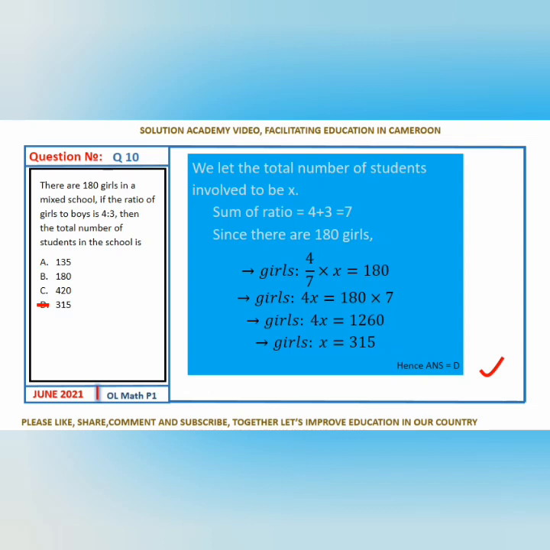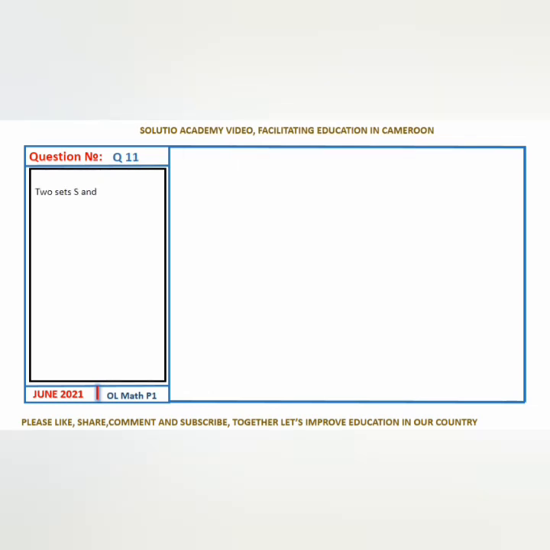Question number 11. Two sets say S and T are defined as follows. S equals AB and T equals CD. The relation that best describes S and T is.